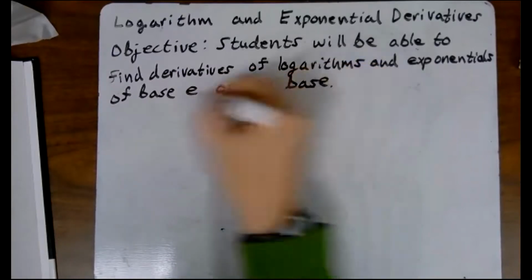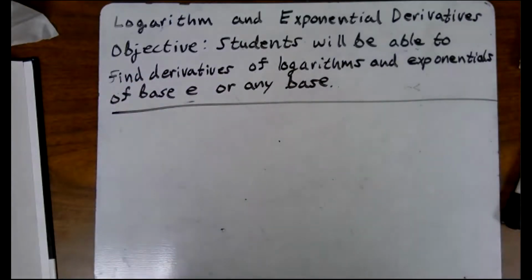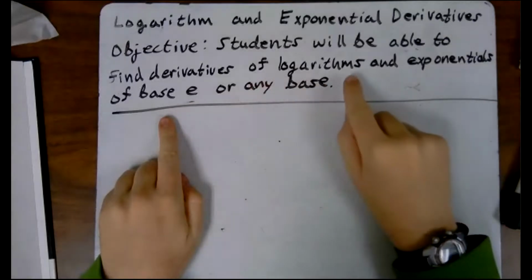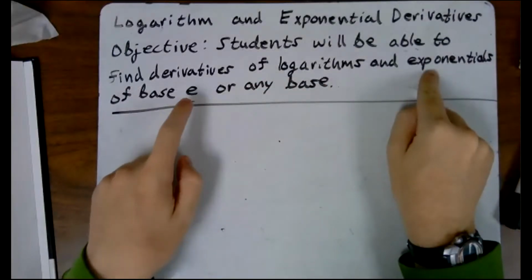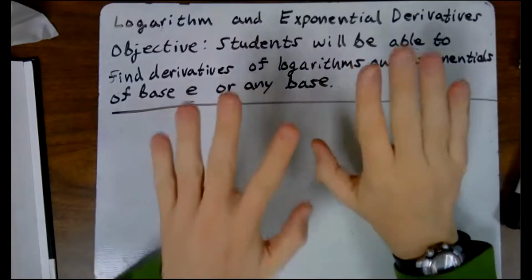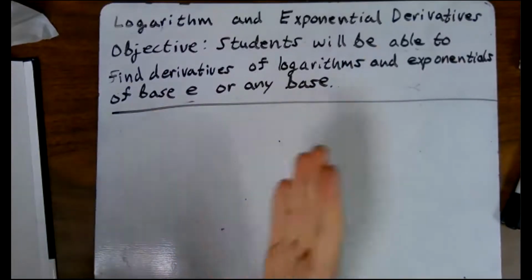Okay. So we have a lot of ground to cover, so we're just going to get right into it. My main goal today is that we'll be able to find derivatives of logarithms and exponentials of base e. If possible, if we have time, we'll be able to do the same for logarithms of any base. But our top priority is base e.